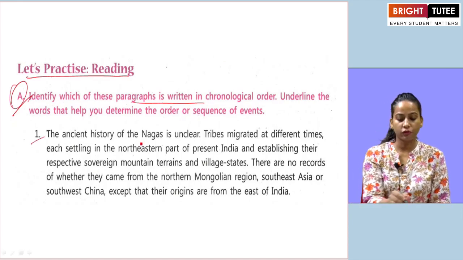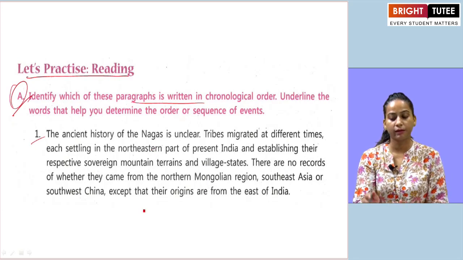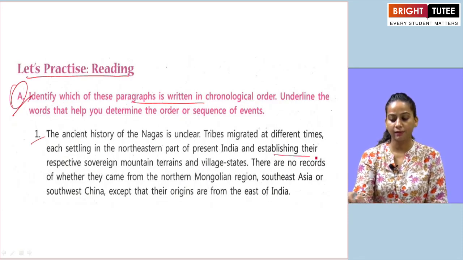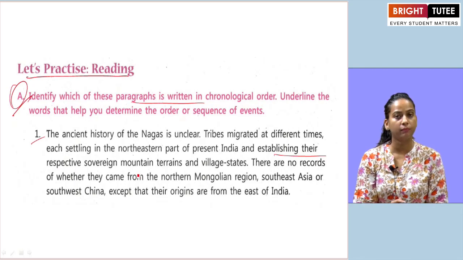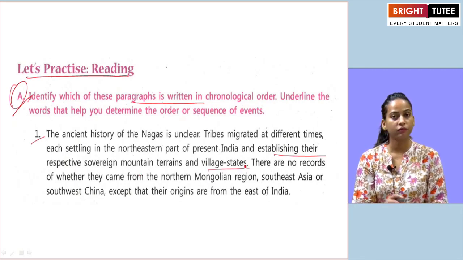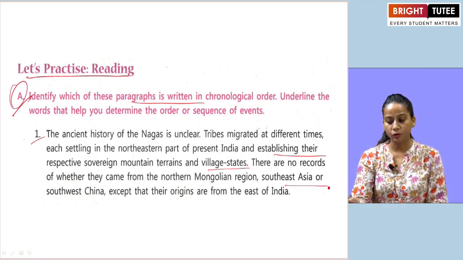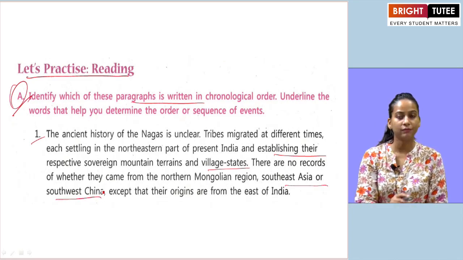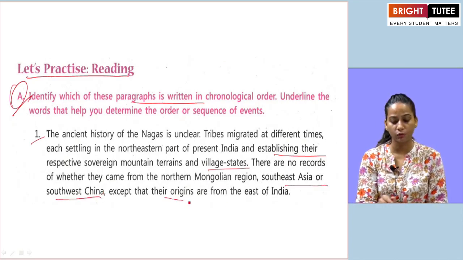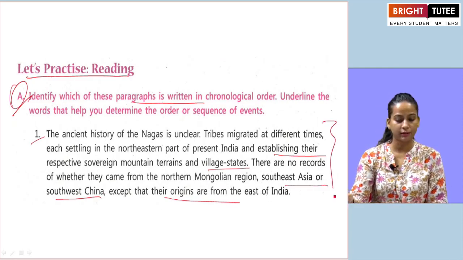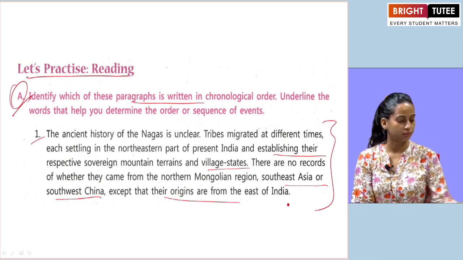The ancient history of Nagas is unclear. Tribes migrated at different times, each settling in the northeastern part of present India and establishing their respective sovereign mountain terrains and village states. There are no records of whether they came from the northern Mongolian region, Southeast Asia or Southwest China, except that their origin is from the east of India. So, we read this part. Now, we are moving to the next one.